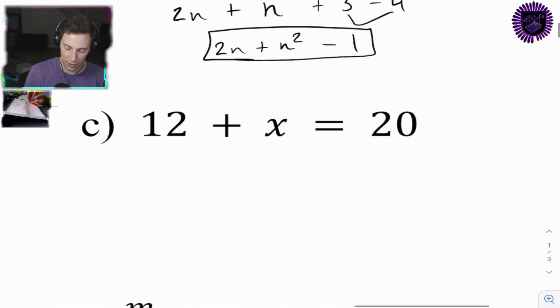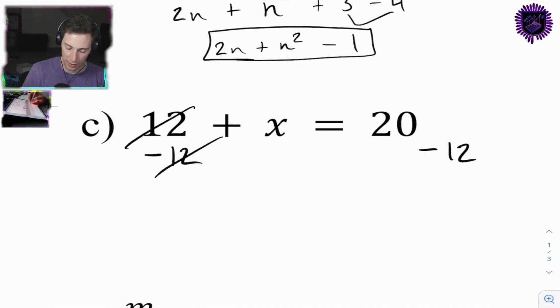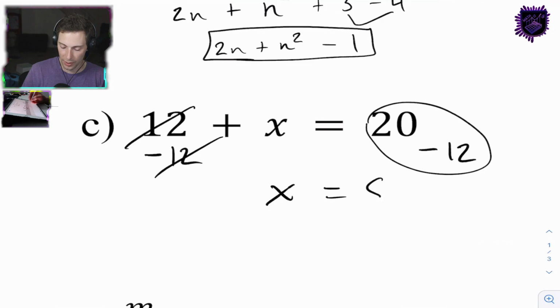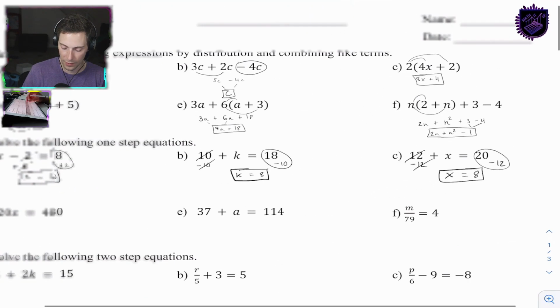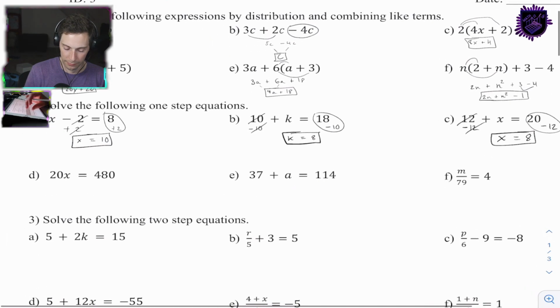Very similar question. We want to subtract 12 from both sides. Oh, interesting. So x is equal to 20 minus 12, which again is 8. That's the same answer as the last one. Very similar questions.